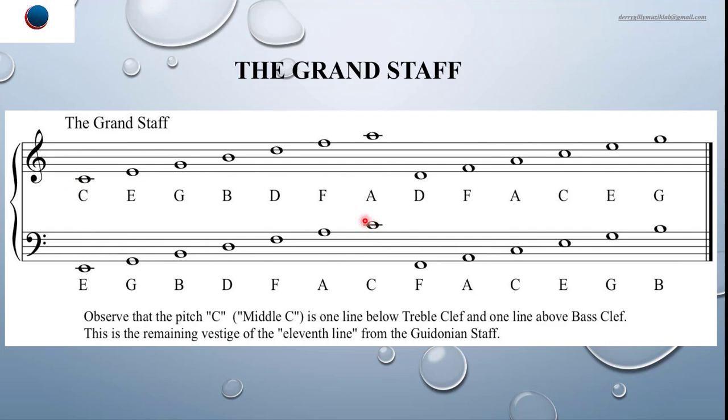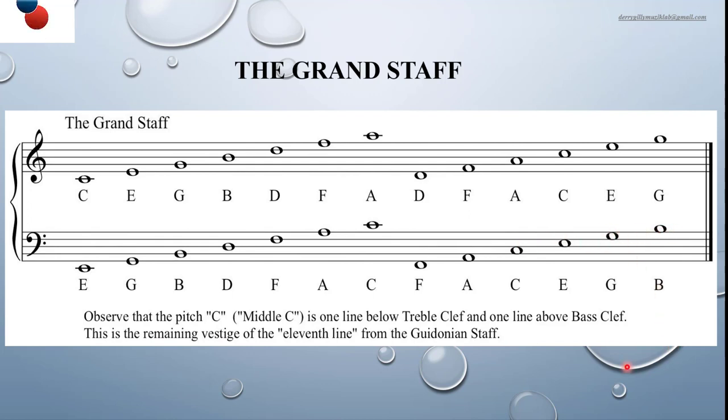So we can see that this is C, this is E, G, B, D, F, and then A, and here we have D, F, A, C, E, and G. And if you come to the bass clef, we have E as the starting ledger line, we have G, B, D, F, A, and C. Then on the spaces we have F, A, C, E, G, and then D.